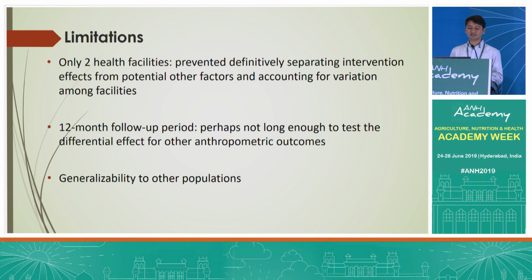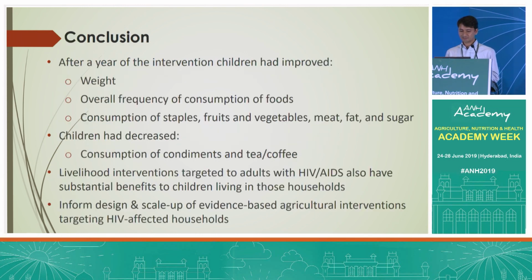So I would also like to point out some limitations of this study. Because we selected only 2 health facilities, we could not definitively separate the intervention effects from potential other factors and account for variation among health facilities. In addition, this study had only a 12-month follow-up period, which perhaps might not be long enough to test the differential effects for other anthropometric outcomes, especially height of the children. And we cannot generalize the findings of this study to other populations, because this was focused on children affected by HIV/AIDS.